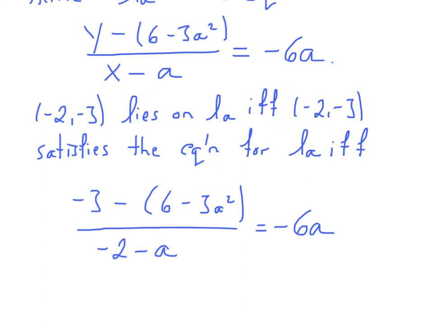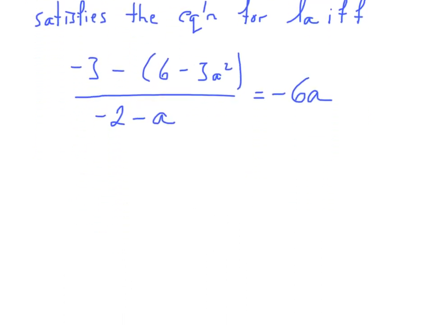Alright, so now all we're doing is trying to solve this thing for a. Okay, so we'll simplify this a bit. In our numerator we have -3 - 6, which is -9, and -3a squared is plus 3a squared. I'm going to multiply both sides by this denominator, -2 - a, and it will disappear on the left, and I'll have -6a times (-2 - a), and that will equal, first of all, -6a times -2, which is plus 12a, and then -6a times -a, which is plus 6a squared.